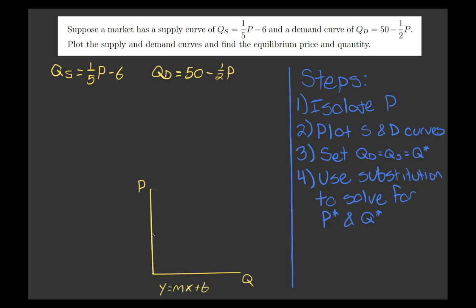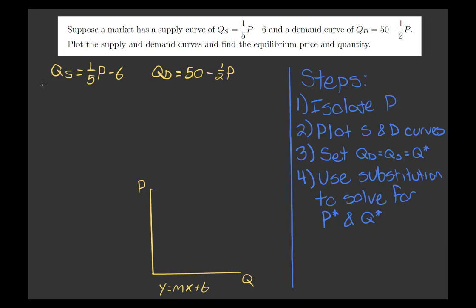Notice that this coordinate grid that I've got drawn here has P on the y-axis and Q on the x-axis. This is standard to economics. We always tend to put price on the y-axis and quantity on the x-axis. So writing these supply and demand equations in the form of y equals mx plus b, where P is the y-axis variable and Q is the x-axis variable, makes the solution much cleaner and easier to plot.